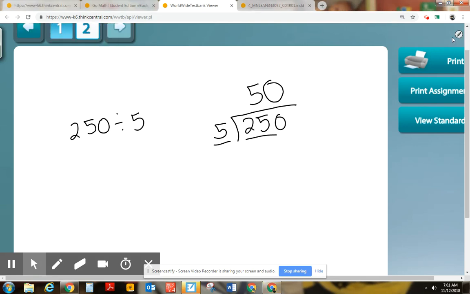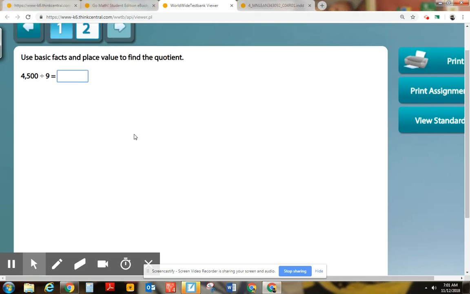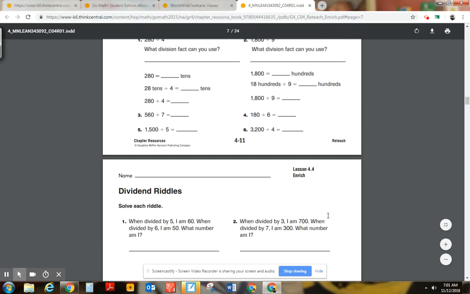One more. 4,500 divided by 9. Identify the basic facts. 45 divided by 9 is 5, so 4,500 divided by 9 is 500. You got this. Just be precise with your multiplication. Be precise with your place value. And you should do really, really well.